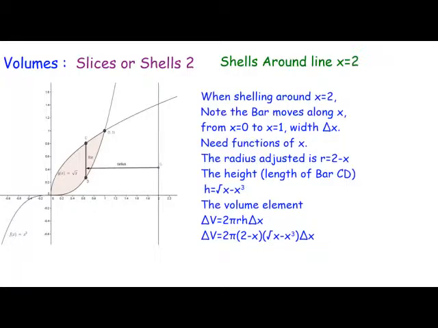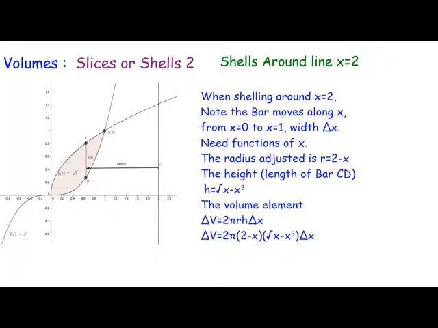The radius now, what is it going to be? Well, it's 2 minus the x value, and the height is the difference in the function values. The top height you can see is root x, and the bottom of the bar is x cubed. Obviously the height is the difference of those two functions. And you can see the volume element again, 2 pi r h delta x, because it's a shell, remember, a rectangular prism.